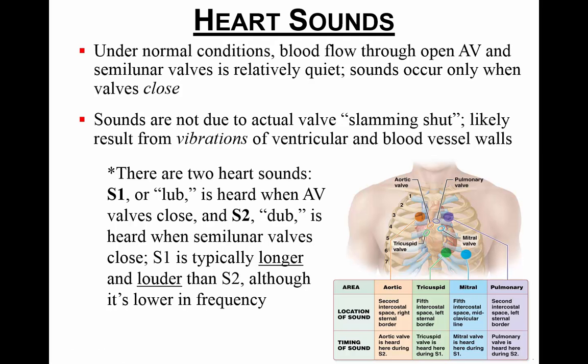Under normal conditions, you don't have really loud noise from the blood flow as the AV valves close and the semilunar valves close. Normally, when blood goes through the open valves, you don't hear anything, but you hear sounds when those valves close. So the sounds are the vibrations of the ventricular and the blood vessel walls. The sounds are lub, or S1, that's when the AV valves close, and S2 is dub, so it's lub dub, and that's when the semilunar valves close. And S1 is louder and longer than S2.